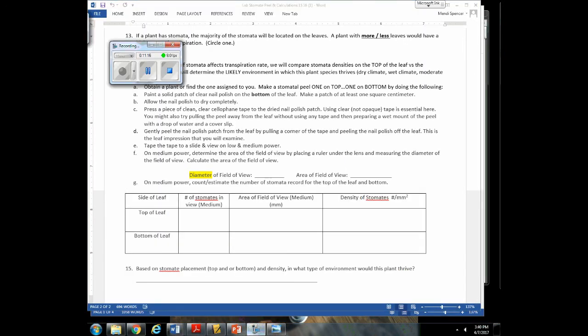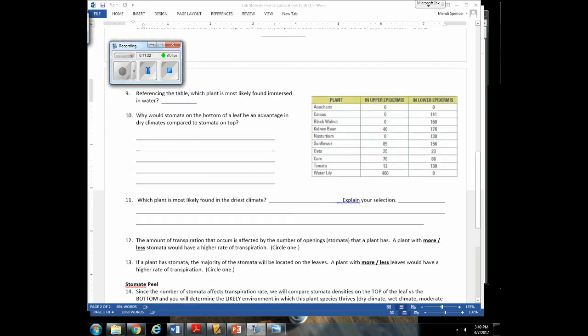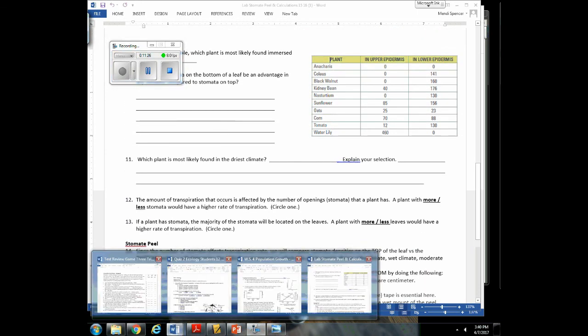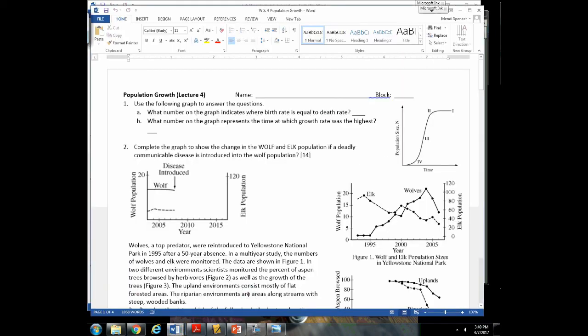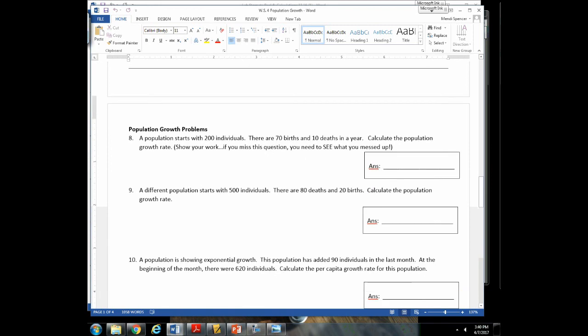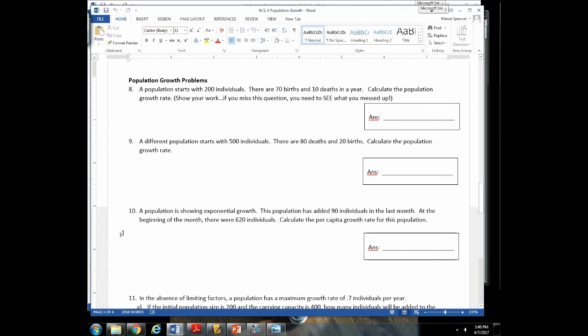Now, after your group has finished up this stomate peel lab, this back page, so you need to be answering all these questions, you can hand that in. In those same lab groups, I want you to find the worksheet that goes with lecture 4, and I want you to go all the way down to the population growth problems, and as a lab table, as a group, I want you to work through these and check answers with each other.